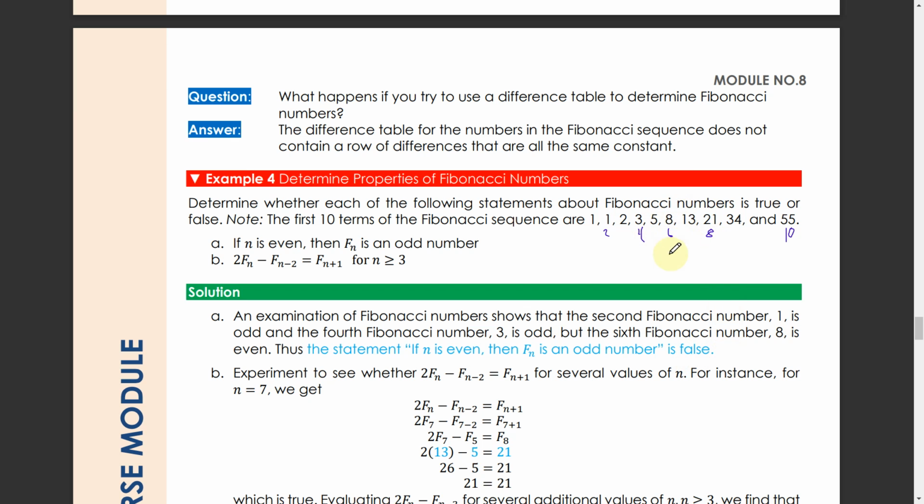For the sixth term, n is equal to 6, that is even. F of n is 8, and that is not an odd number. So A here is false. How about B?